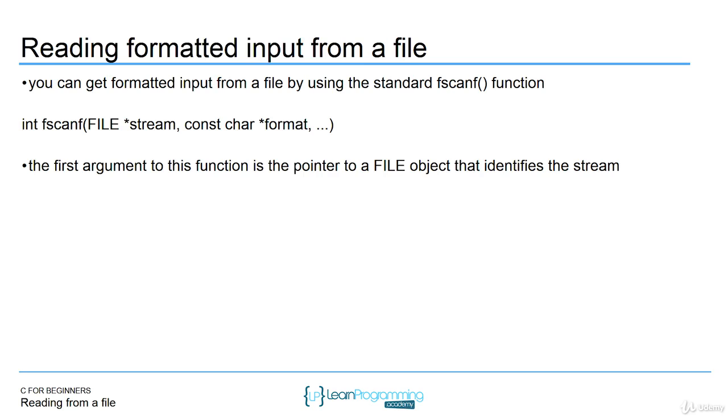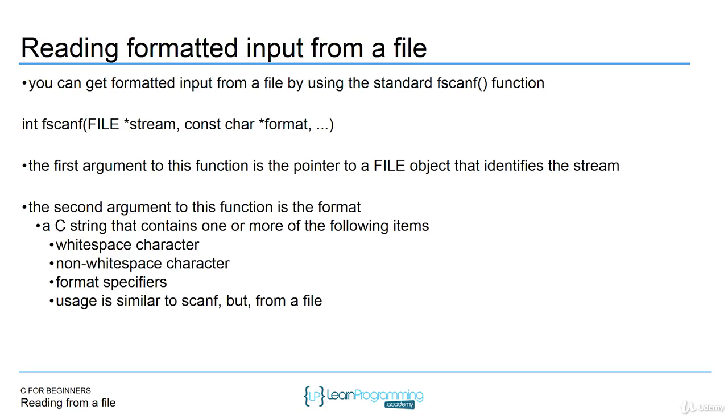So the first argument to the fscanf function is a pointer to a file object that identifies the stream. We have to know what file we're reading from. The second argument to the function is the format. This is a C string that contains one or more of the following items: white space characters, non-white space characters, format specifiers. The usage is the same as scanf and printf, but instead it's from a file.